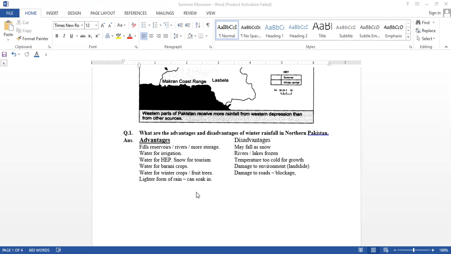Advantages: due to rainfall, our reservoirs will be filled. Dams and barrages store maximum water, and this water is utilized in future for irrigation. Stored water is supplied through canals towards the farming areas, and we also generate maximum power, which is called hydroelectric power. It's really cheap.